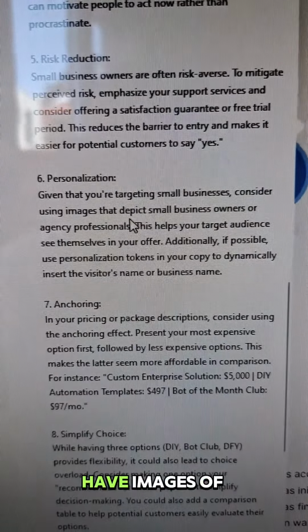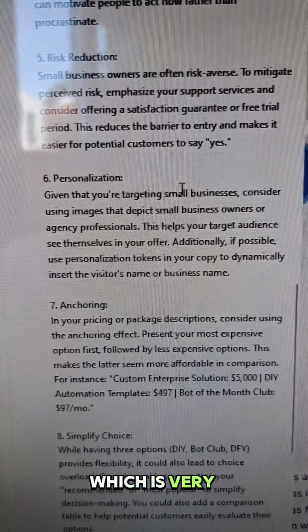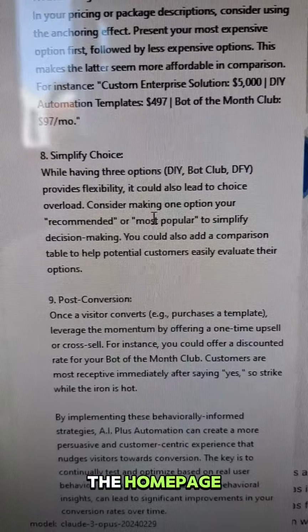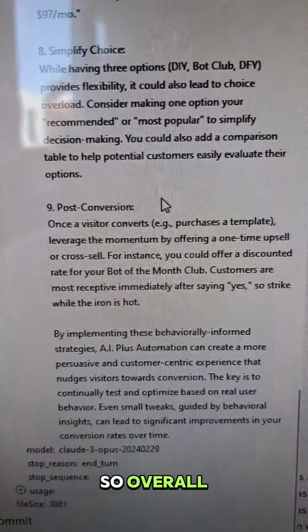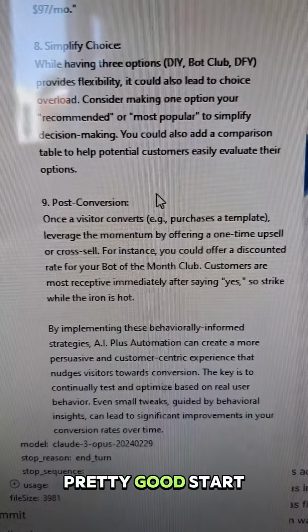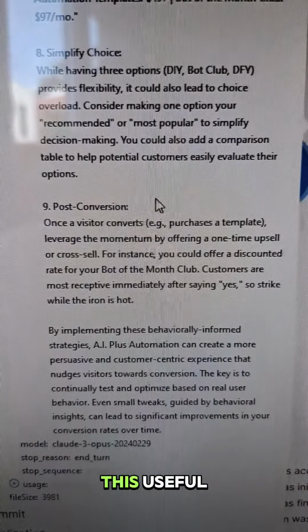Personalization telling me to have images of my target demographic, which is very true. Simplified choice, talking about how I need to highlight one of the 3 options on the homepage to be the preferred option. So overall, I think this is really good business intelligence, and this nudge report is a pretty good start. Let me know if you guys find something like this useful.